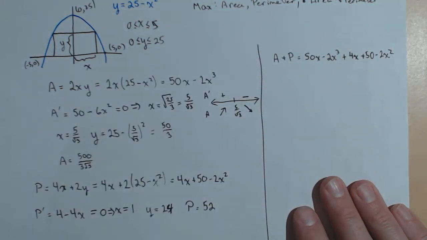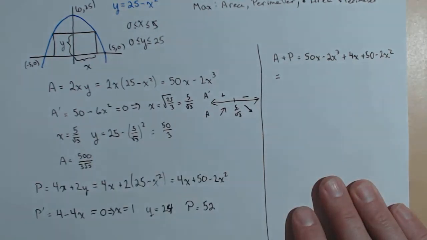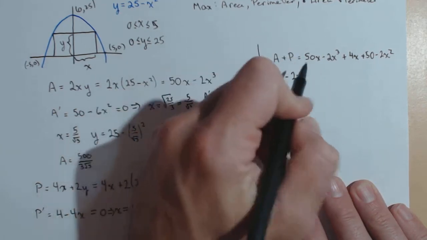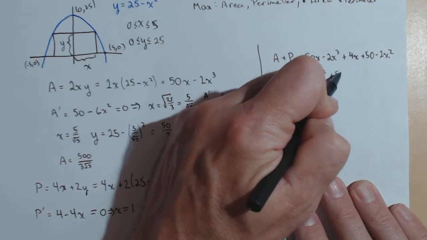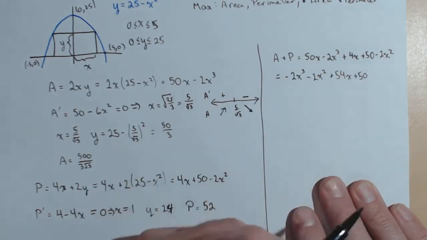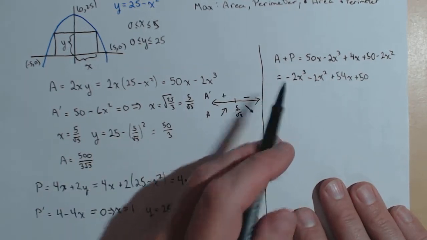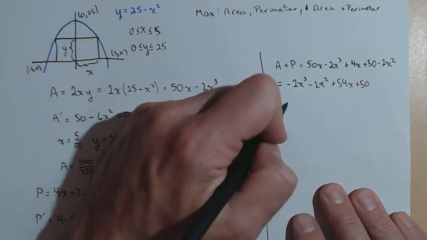Okay, so this answer might not work out as nice as the other two did. So we're going to combine like terms, simplify as much as we can. There's not a whole lot we can do. It's minus 2x cubed minus 2x squared plus 54x plus 50. Again, this sum will be 50 when x is 5 or 0. So we're looking for some point in between there that's going to maximize it.